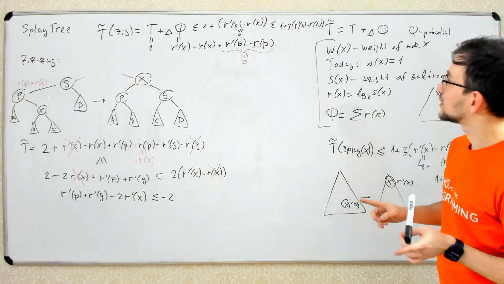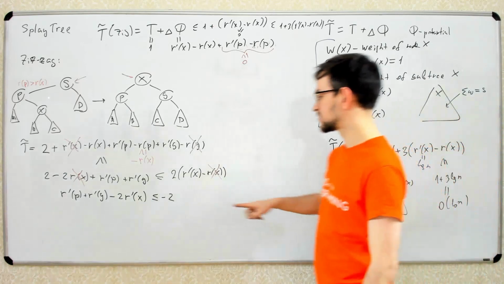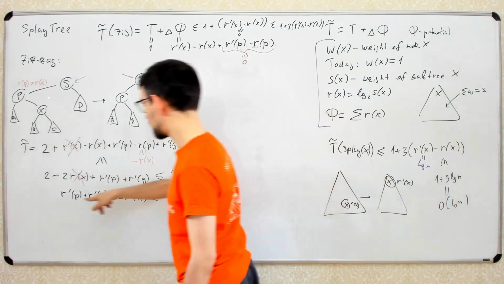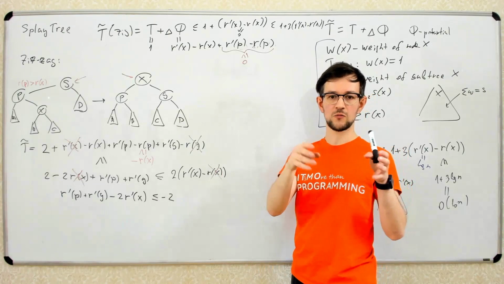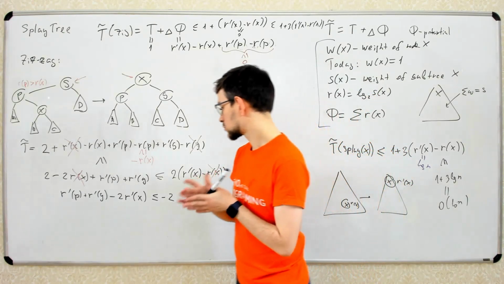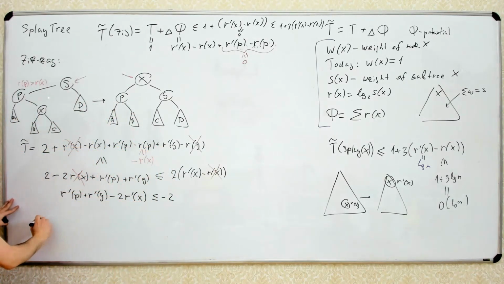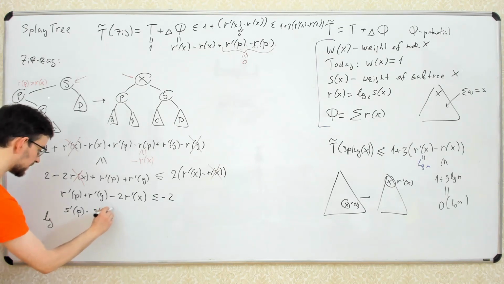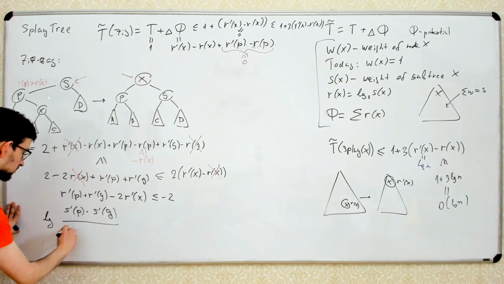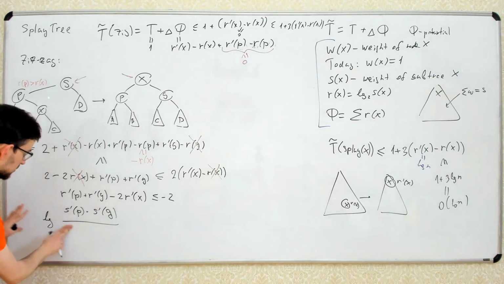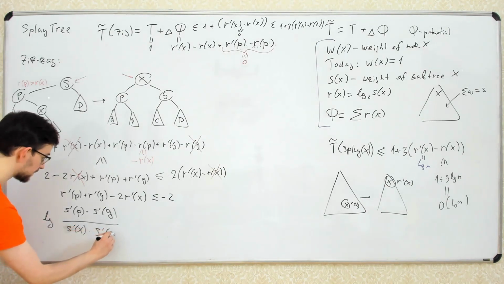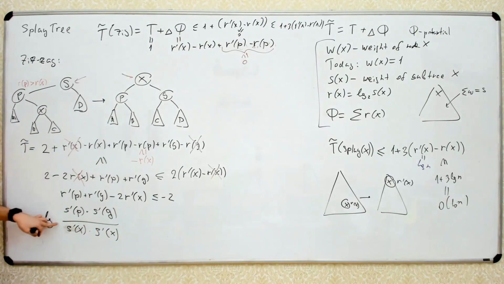And now let's do something intelligent. Let's remember that these ranks are actually logarithms of these sizes. So what happens if you have a sum of logarithms? A sum of logarithms is just the logarithm of the product. And so this thing is actually just the logarithm of the following: mu size of p multiplied by mu size of g, divided by, I'll just write it twice, mu size of x multiplied by mu size of x. And I need to prove that this logarithm is no more than minus 2.